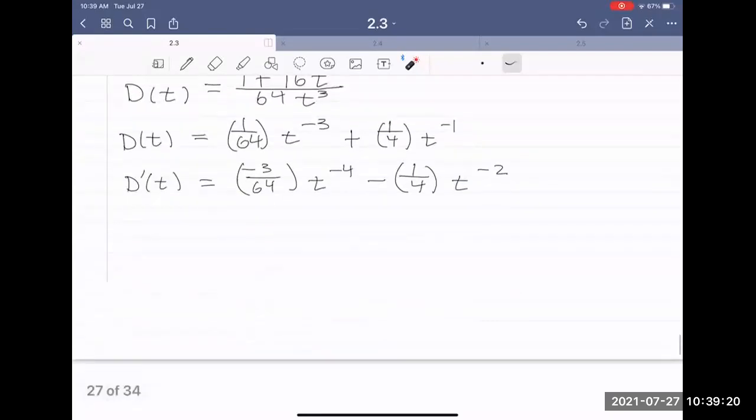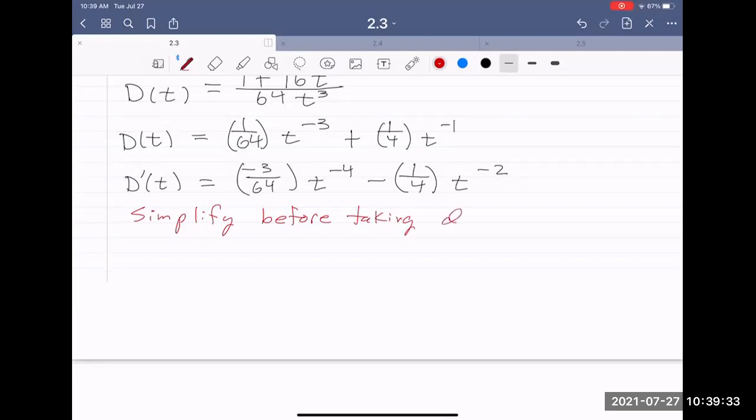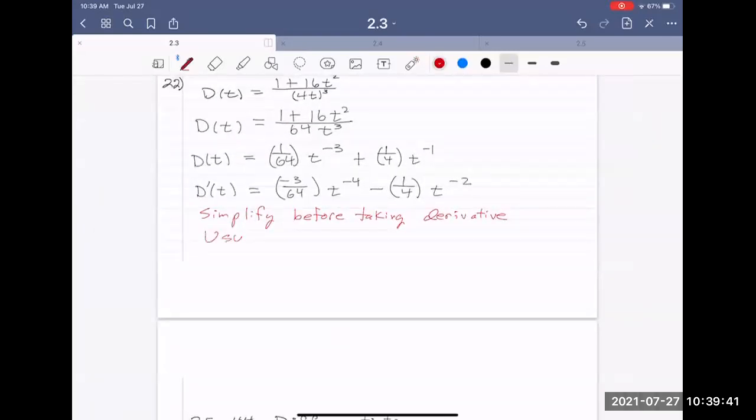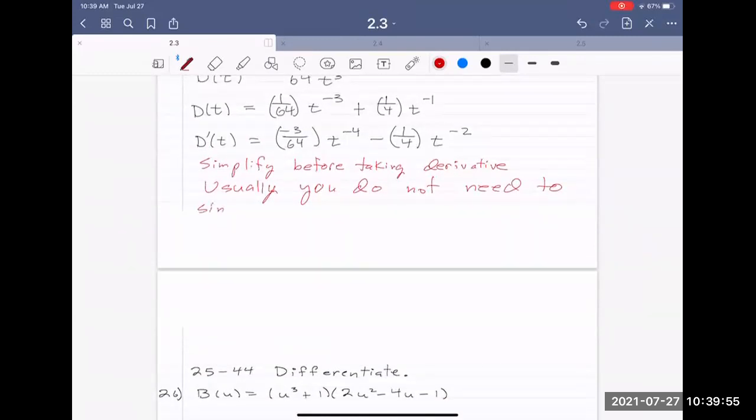So I guess I should really just write this down. Simplify before taking the derivative. Usually, you do not need to simplify after taking the derivative.